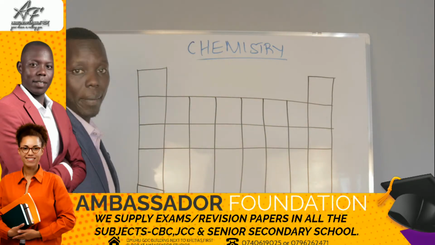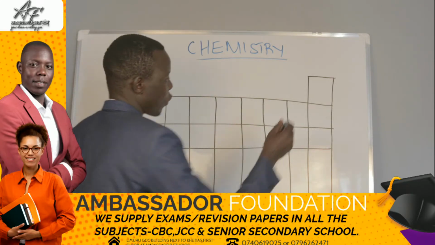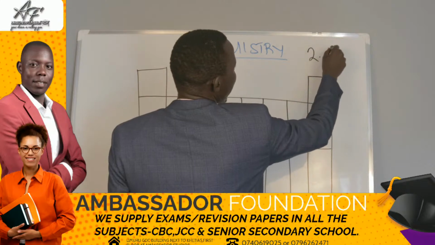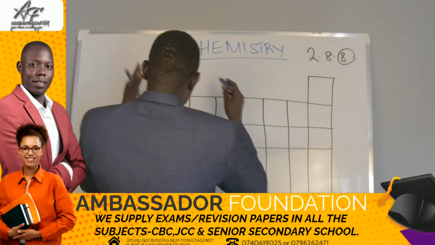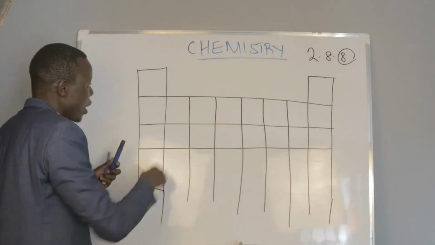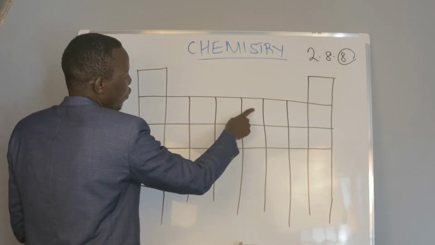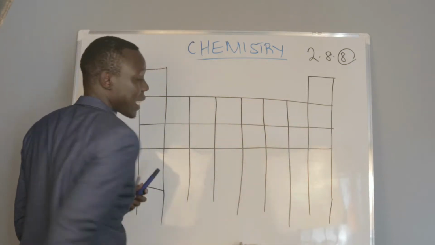You remember yesterday when I said that electronic configuration, for example, in a sense like 2, 8, 8. So it must be 8. Now, going downwards this way, we have the groups. Group 1, Group 2, Group 3, Group 4, Group 5, Group 6, Group 7, Group 8. That is the group.